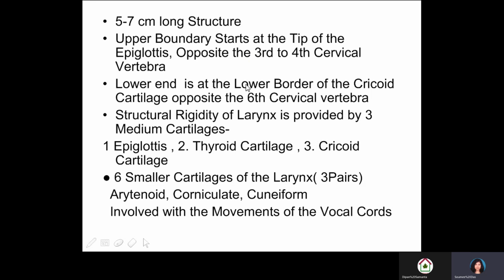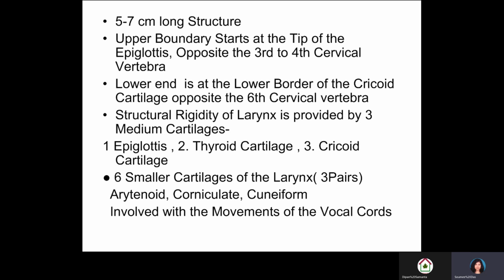The lower end of the larynx is at the lower border of the cricoid cartilage, opposite C6 or the 6th cervical vertebra. So we have to remember that the larynx starts from C3 to C4 and it ends at C6, the 6th cervical vertebra.